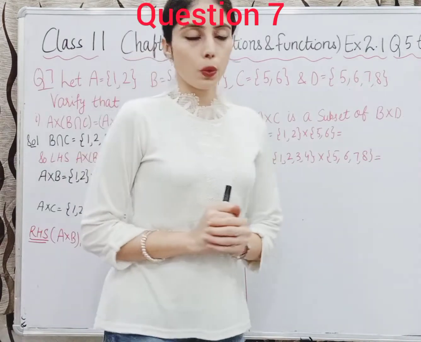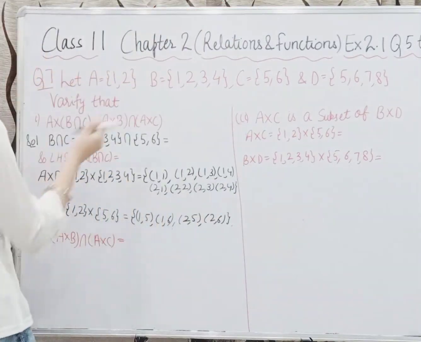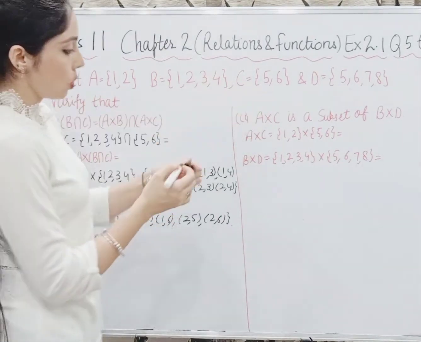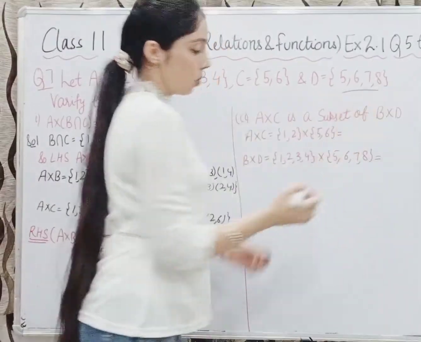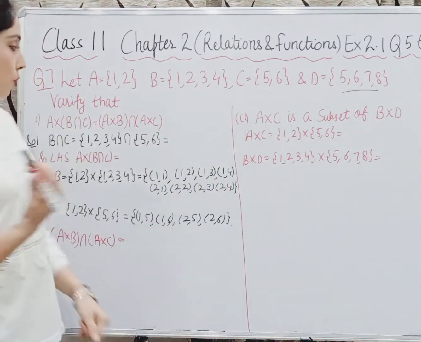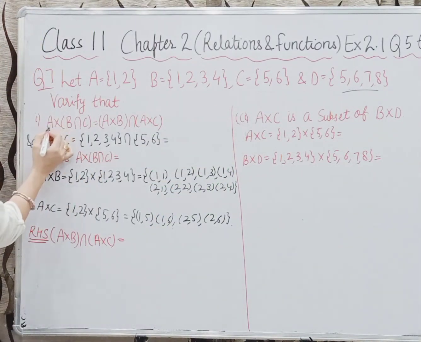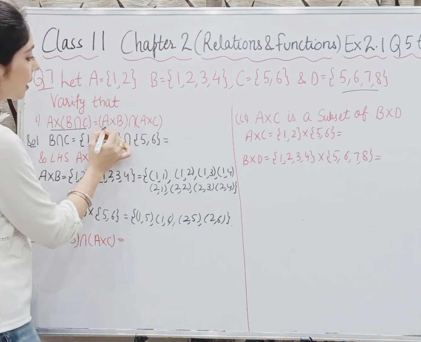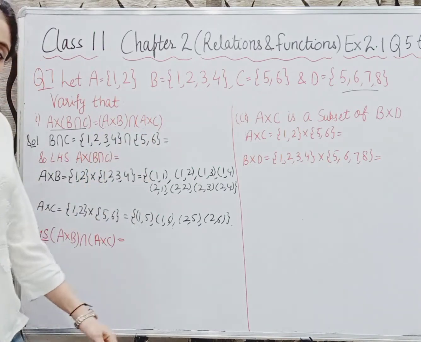Let's discuss question number 7. Let A is equal to {1, 2}, B is equal to {1, 2, 3, 4}, C is equal to {5, 6}, D is equal to {5, 6, 7, 8}. We have 4 sets given. We have to verify that the Cartesian product of A and (B intersection C) is equal to the intersection of the Cartesian products A cross B and A cross C.